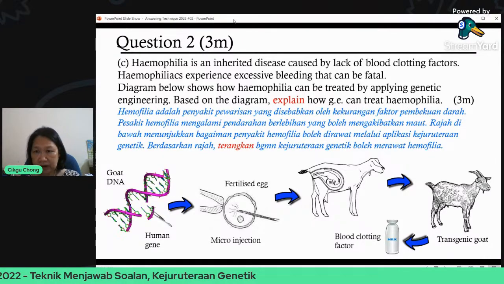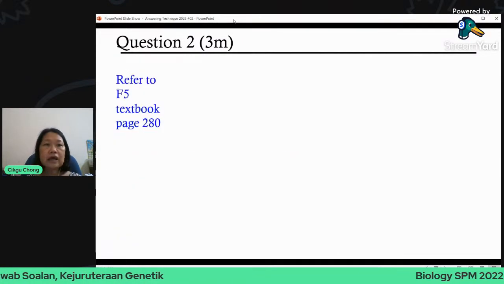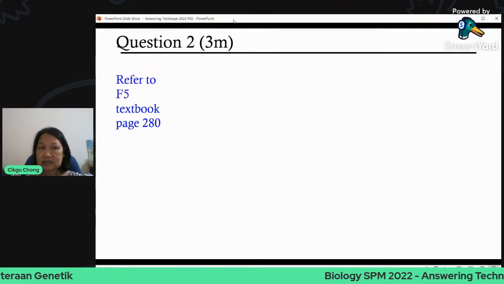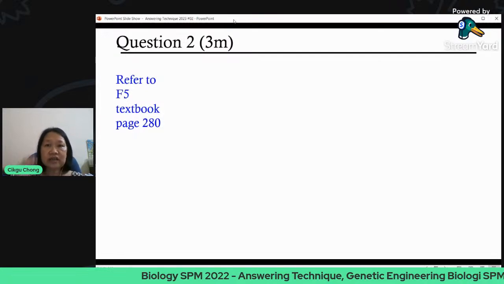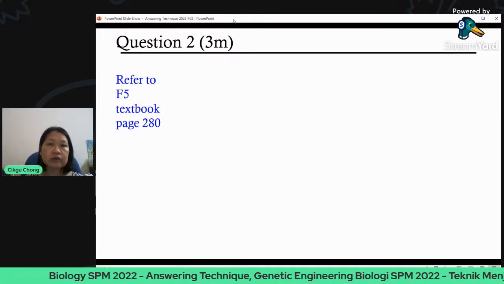Okay, so based on this diagram, I will show you the diagram again in the next slide. So where is your answer? Don't think, oh, I have not studied this before, the teacher didn't teach me. Actually, it's all in your textbook. Your textbook is a very good textbook.